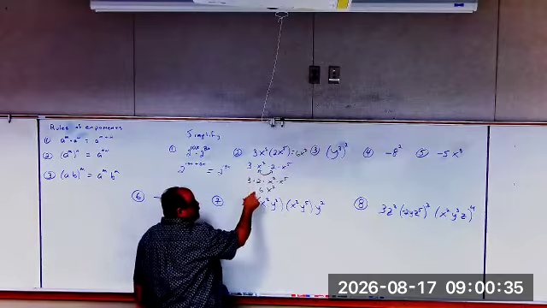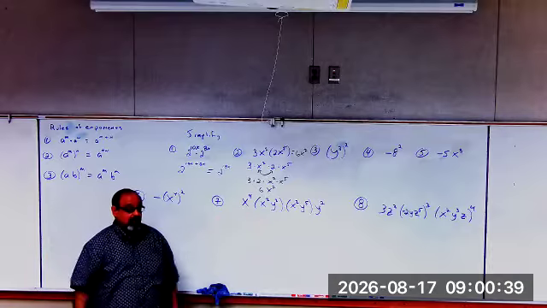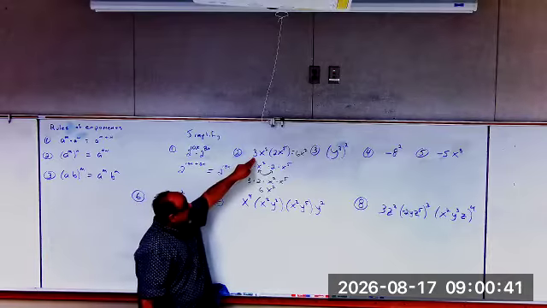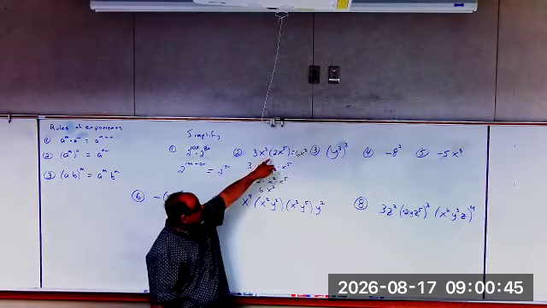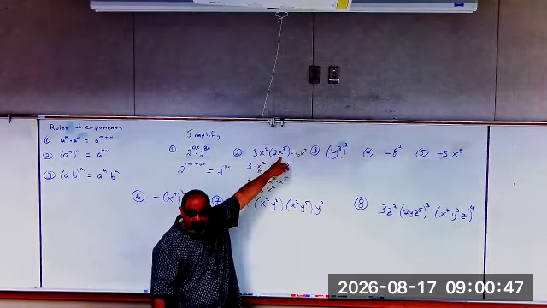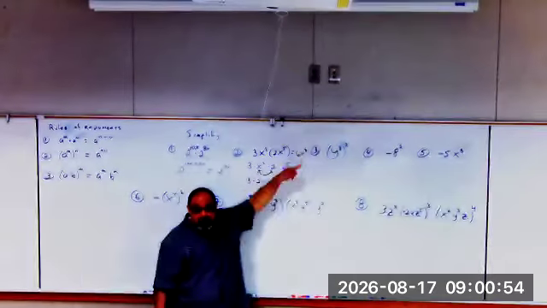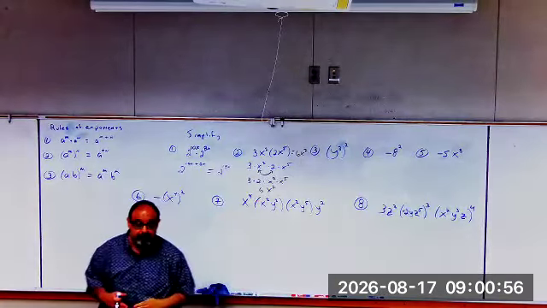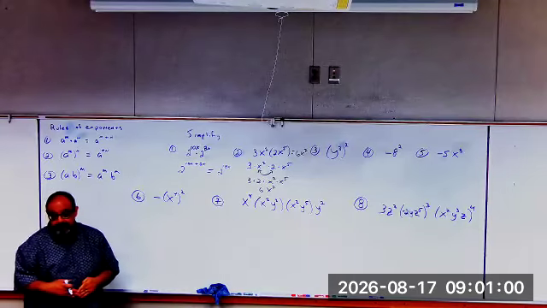Do you have to show all of this? No. Because you have the shortcuts, you have the rules. 3 times 2, you multiply the coefficients, that's it. X squared times x to the 5th, you add the exponents, 2 plus 5 is 7. 6x to the 7. But it's going to take practice.